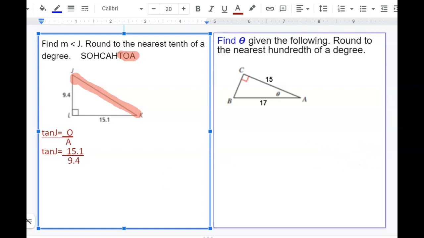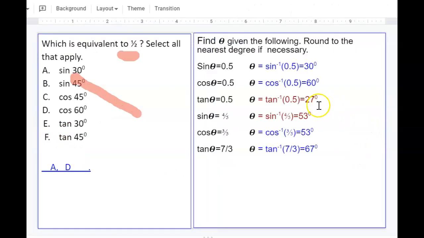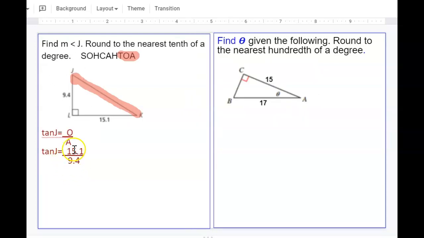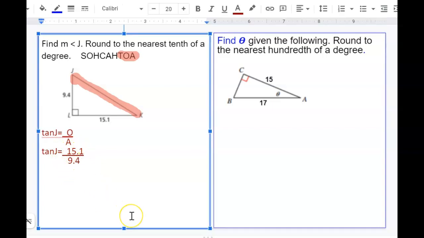Now, if you look, this is very similar to this exercise that we did here. Remember, we said if tan theta equals 7 over 3, how do you get theta? Tan inverse of 7 over 3. So similarly, if tan theta equals 15.1 over 9.4, then tan J. So it will mean that the measure of angle J would be tan inverse of 15.1 over 9.4. So I have tan inverse of 15.1 divided by 9.4.